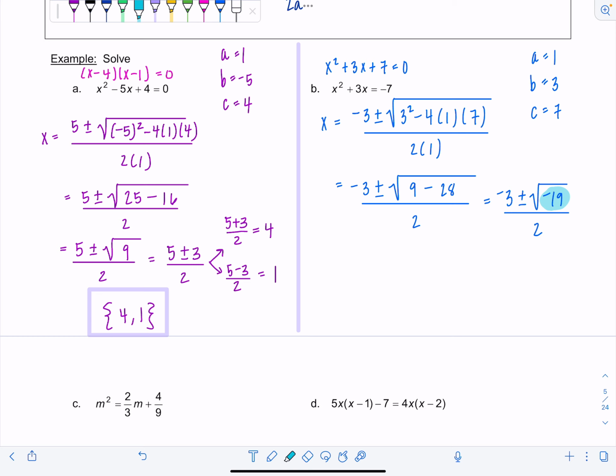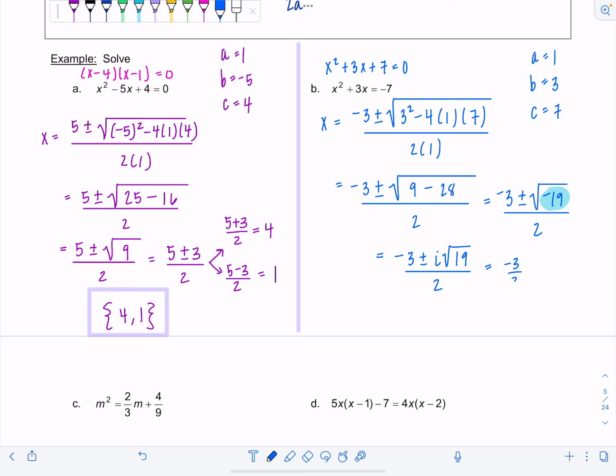If you've been following along with these lecture videos, we've talked about how to solve complex solutions and how to work with complex numbers. So you would just keep on trucking. You would say, oh, okay, this is negative 3 plus or minus i root 19 over 2. And that's it. Typically, when we write out our solutions for complex numbers, we separate the real and imaginary part.